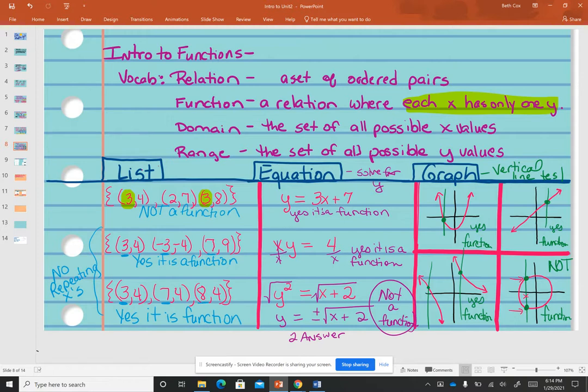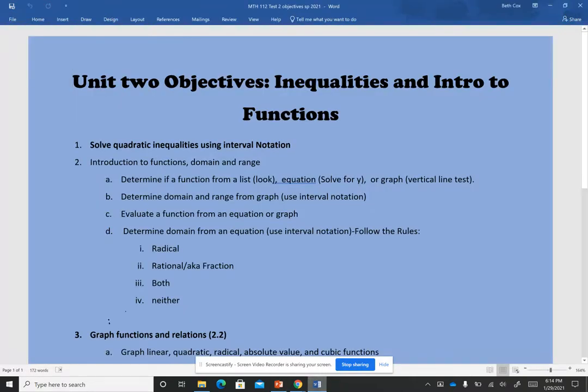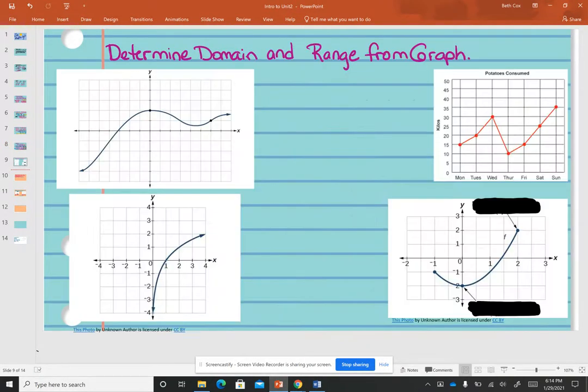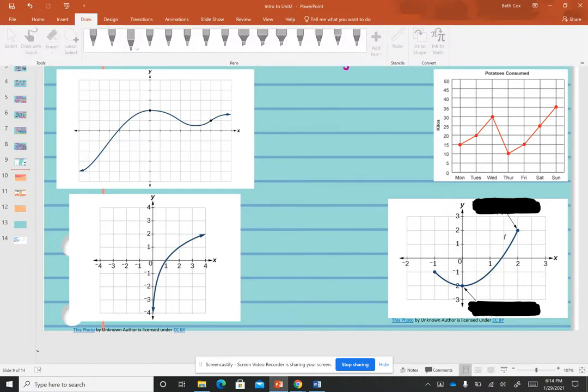Okay, let's keep moving. So that's your introduction on how to determine if a function from a list, an equation, or graph. We did the 2a. All right, let's move on to 2b. 2b says determine the domain and range from a graph. Now this is the hard one, and we need to use interval notation, so this gets kind of tricky.